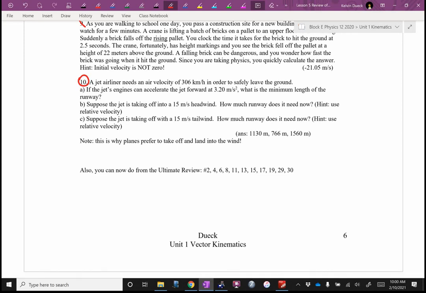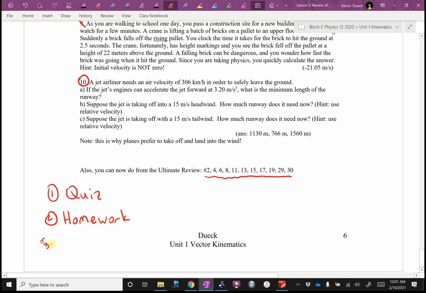Now, from that big ultimate review, if you want to, you're now capable of also doing those questions if you want to get a head start on it. So first thing you want to work on is the take-home quiz. Second thing you want to work on then is the homework. Third thing you want to work on then is the ultimate review.